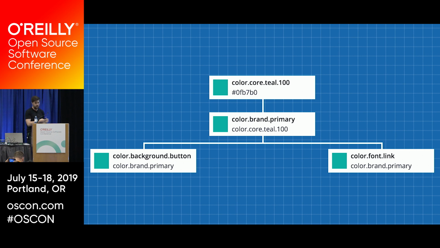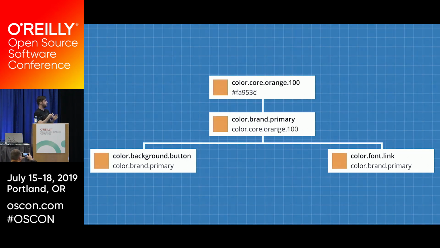And same with the link font color. Now, if we want to change what kind of shade that teal 100 is, we could make that change, and that structure is still reflected. That change flows through all of the other tokens. Maybe we don't want to change the core color palette, but we want to change our brand color from teal to orange. We can do that as well, and the structure kind of remains intact.